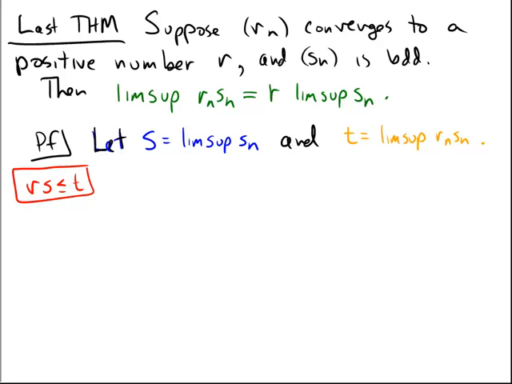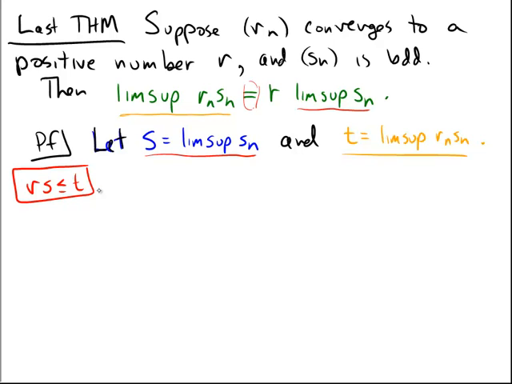Okay, so to perform this proof, let S equal the lim sup Sn and let T be the lim sup Rn Sn. So limit superior of Rn Sn is this object over here, right? And then over here we have r times the limit superior of Sn. So limit superior of Sn is this object right here. So the left hand side is T and the right hand side is r times the value of S. So we'll prove that these are equal by doing a less than or equal to argument in both directions.